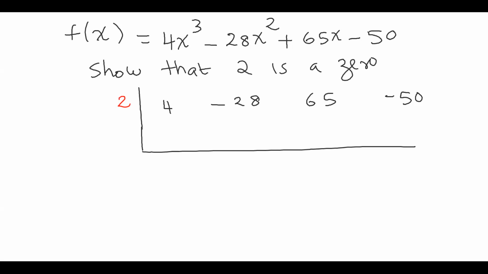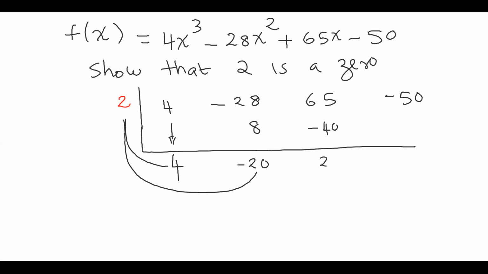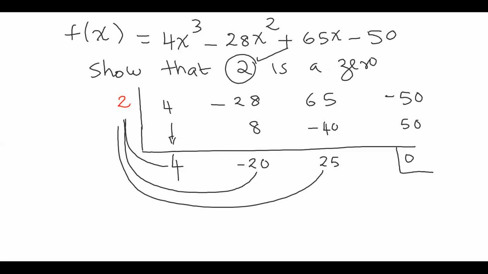Now I'm going to show you if the remainder is 0, then it's going to be a 0. So 4 times 2 is 8, so negative 20. Negative 20 times 2 is negative 40, so we get 25. 25 times 2 is 50, so we're getting 0. That means this 2 is a 0. We have proved that 2 is a 0. Is that clear?